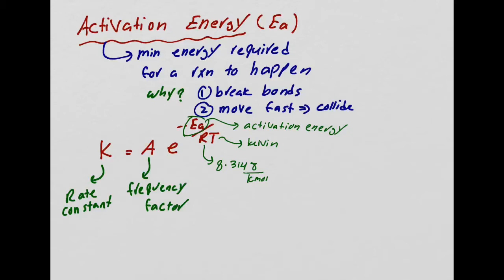Sounds good? I actually want to stop right here because I talk too much today. So this is our equation. This is the activation energy. We need a minimum energy required for a reaction to happen. Why? Because you need energy to break the bonds, and also you need energy so they could collide at the right orientation in order for reactions to happen.